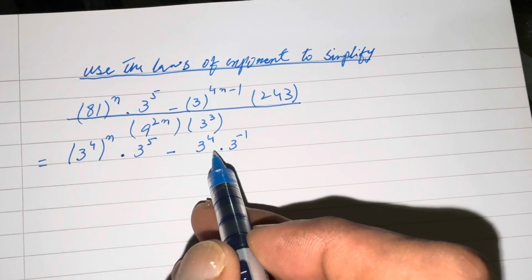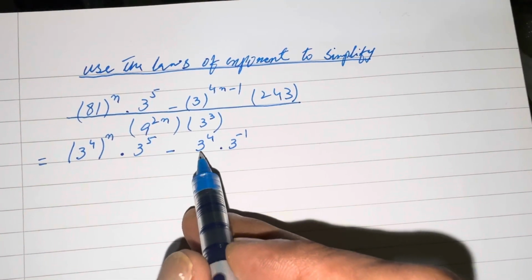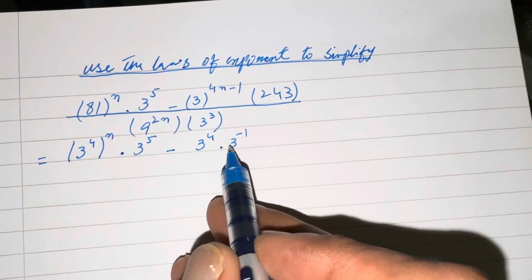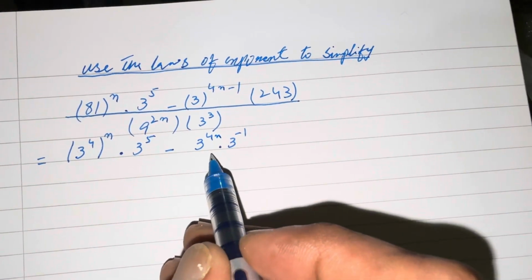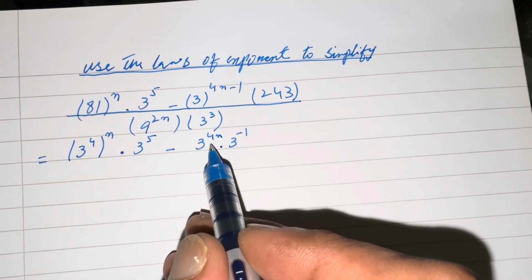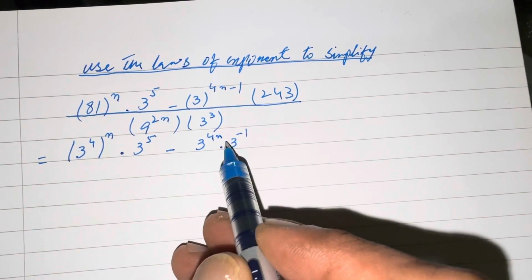If you can see that if the bases are same, then the powers will be added, and the answer will be 3 raised to power 4 minus n.